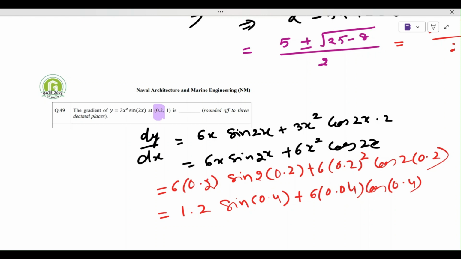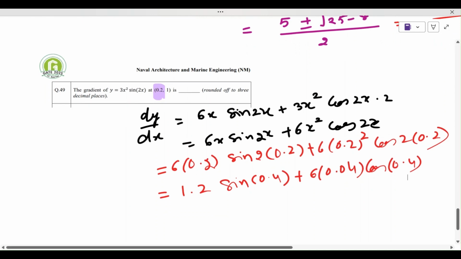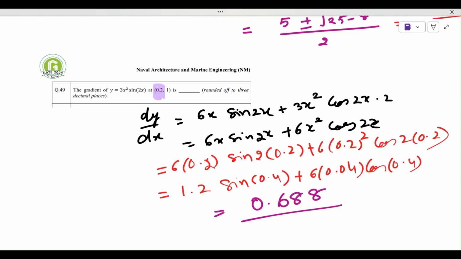So you have to find the values in radians. So after putting the values of sine 0.4 and cos 0.4, the answer will be 0.688, right? 0.688. So that is the value rounded off to 3 decimal places.